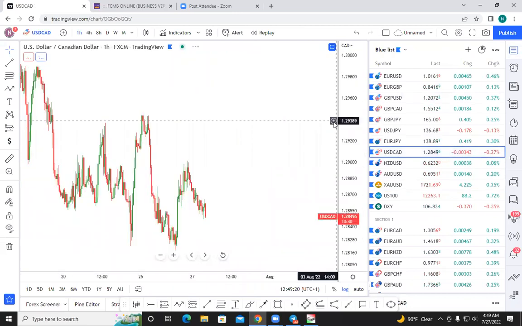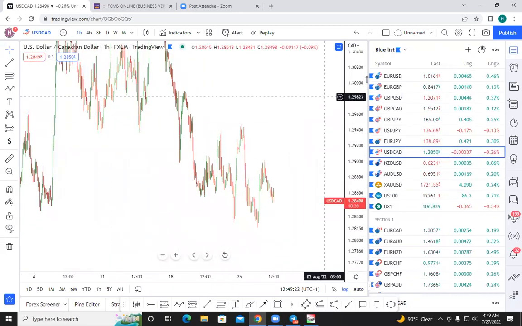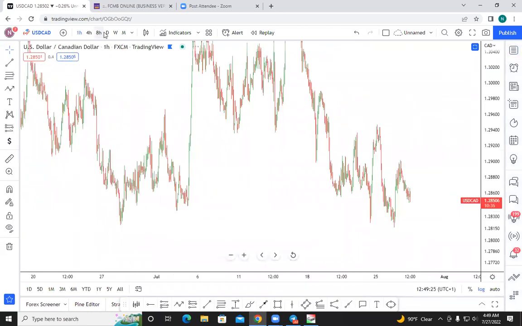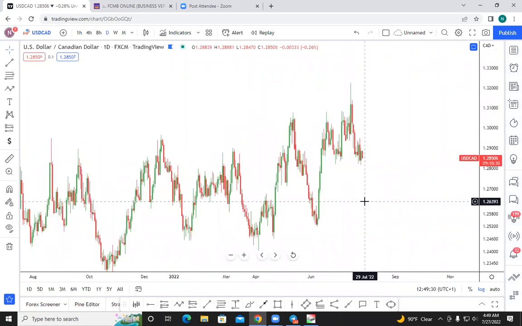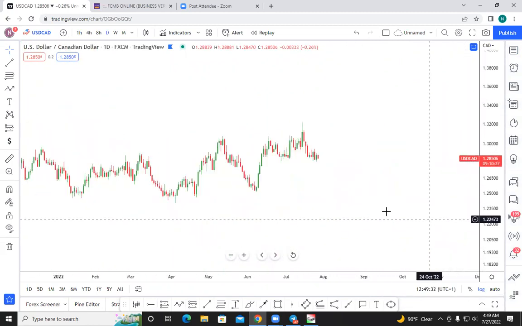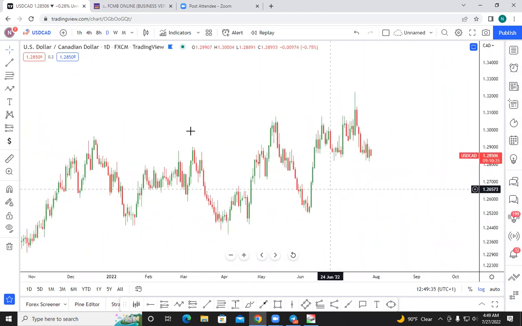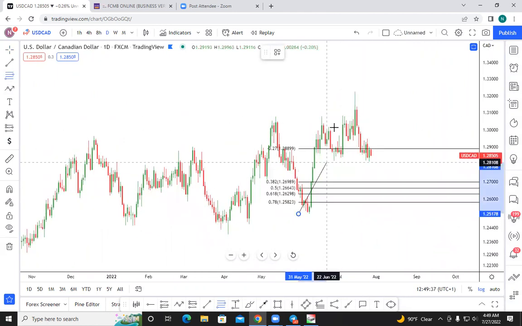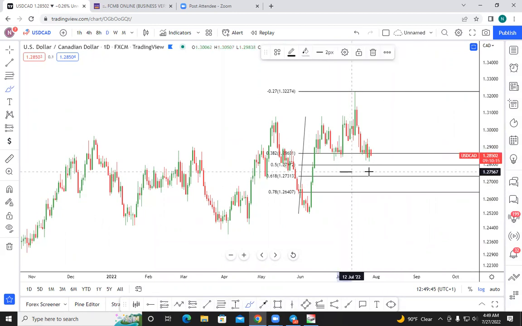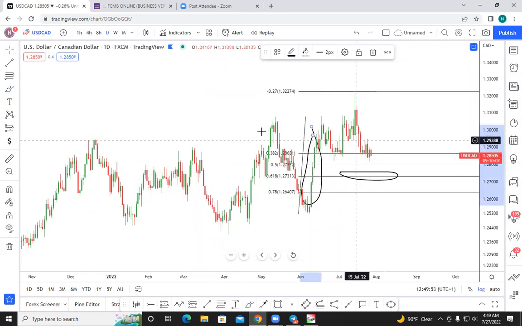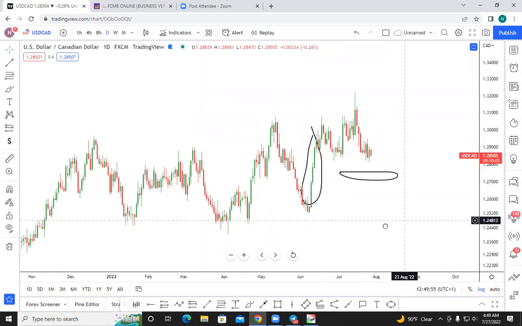USD CAD. Okay, USD CAD. Daily. Of course, I was expecting USD CAD to make a move to this level. All right, take a fib of this level. I want it to come to this area. You can see a fine move. All right, I want it to come to that level.